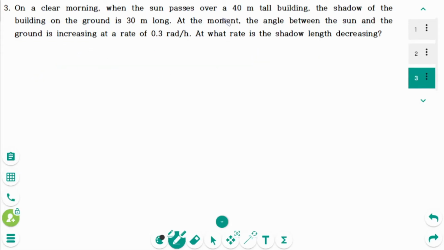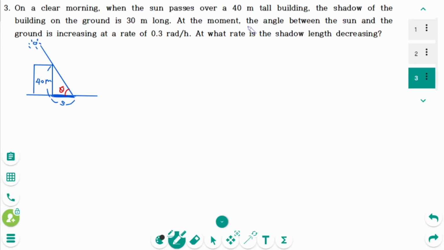This is the third and the last question. The building and the ground is here, 40 meters. The sun, this is the shadow, let's say s, let's say theta. The sun makes the angle of elevation with the ground.